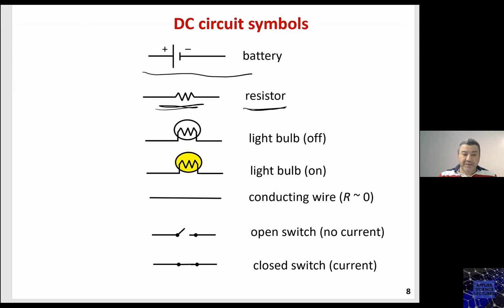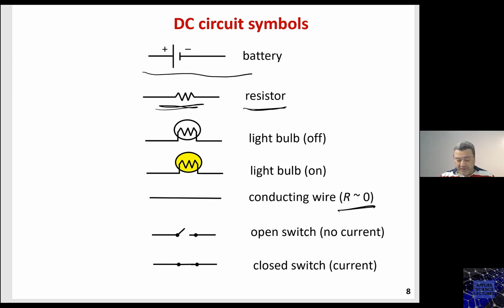Now, ideally, we will be using those wires assuming that they are ideal, which means they have zero resistance. They don't have any resistance, those wires. So we'll be using ideal wires.